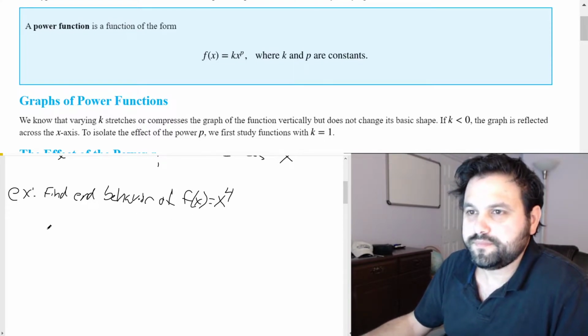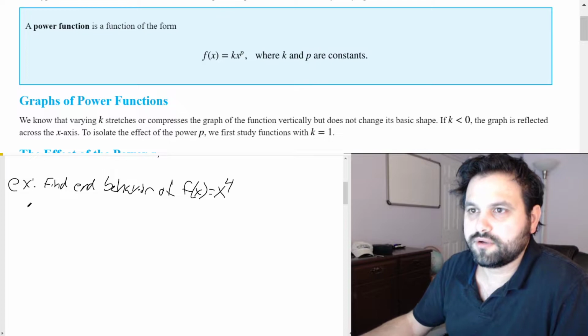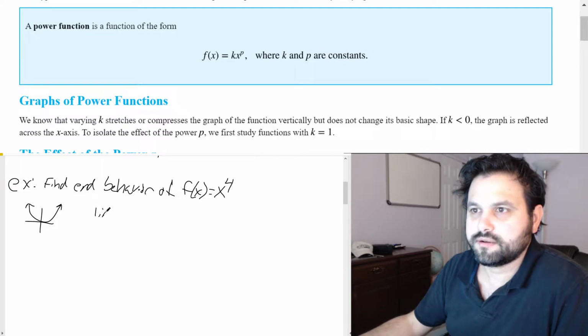This would work for any power function with an exponent of an even number. So let's look back at this graph, right? What is this going to look like in the long run? It's going to look like this. And so what is the limit as x approaches infinity of x to the 4?